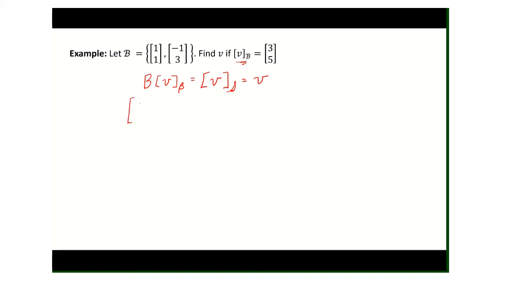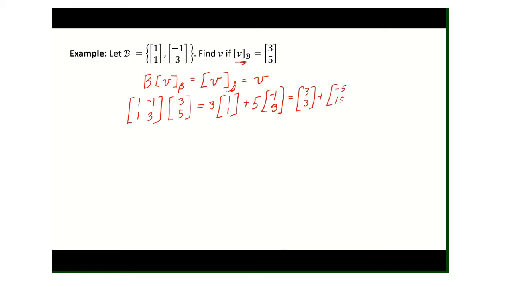So, this is just our basis matrix given in a certain order times (3, 5) equals. So what we're saying is 3 times our first basis vector plus 5 times our second basis vector. That is the coordinates in the standard basis. So it's (3, 3) plus (negative 5, 15). And that's equal to (negative 2, 18). That is the coordinates in the standard basis.